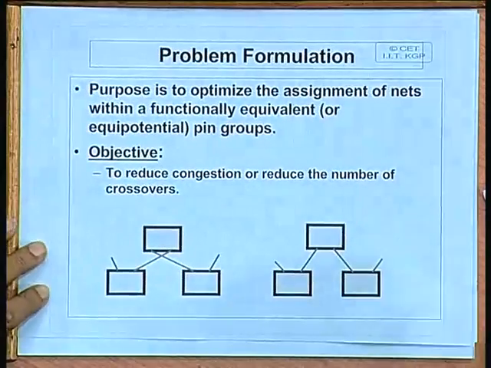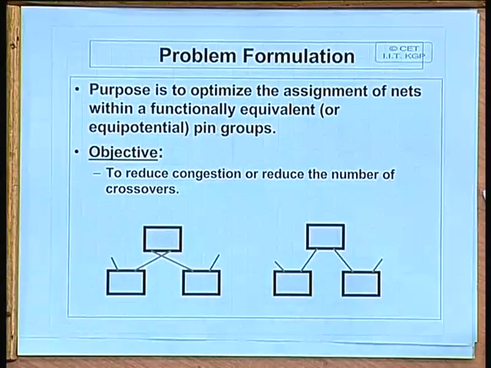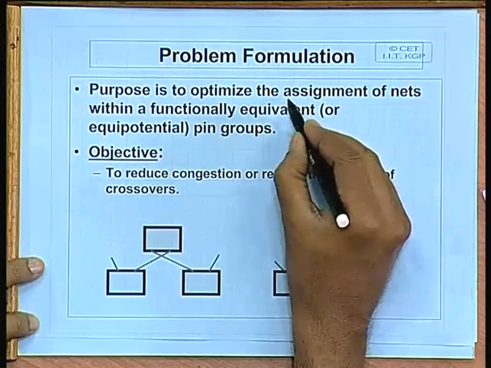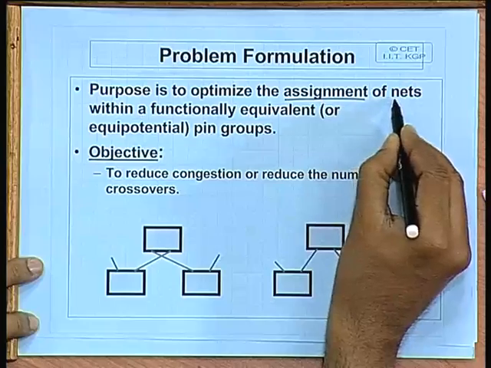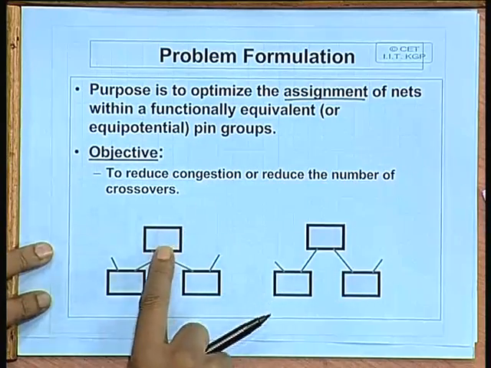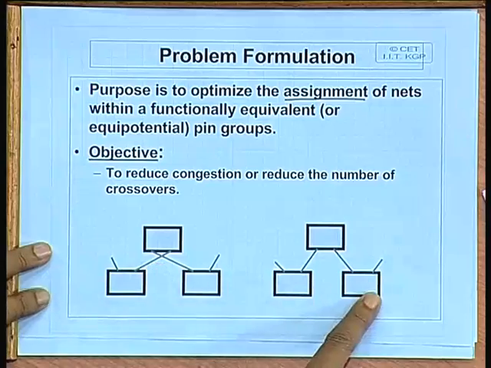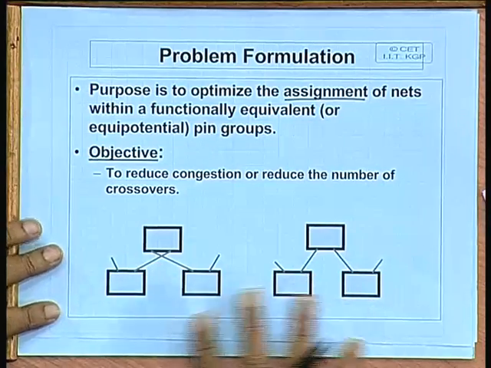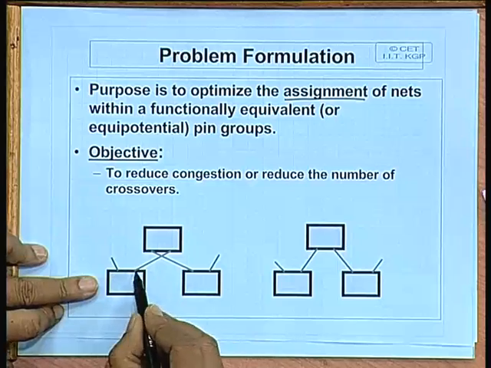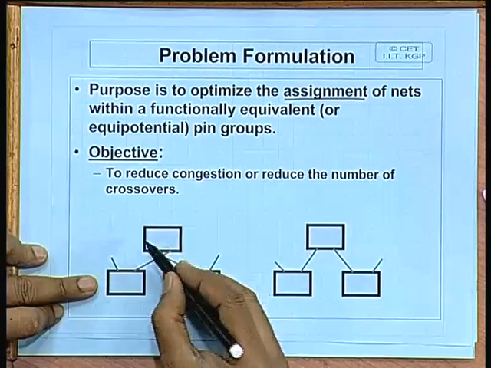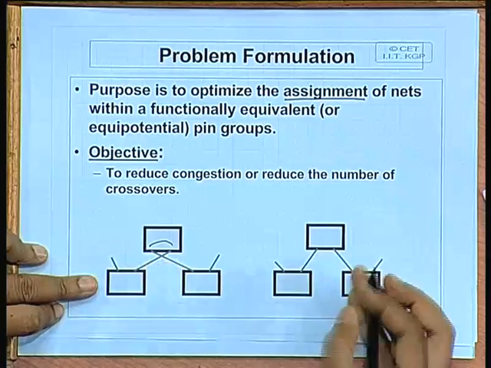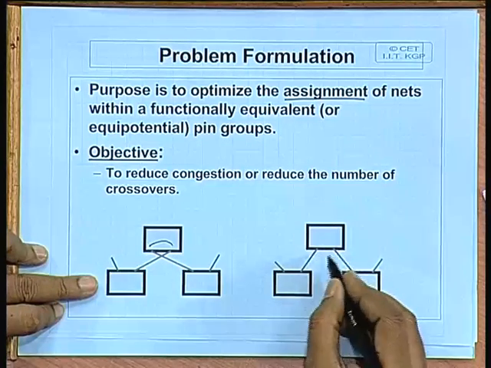So, what we have just said is essentially the optimization of the assignment of nets within a functional equivalent or equipotential pin group. The example I have cited is similar to this. There are 2 outputs whose signals from 2 blocks are coming like this, but if you reassign them, if they are equipotential or functional equivalent, then you can swap them. So, they become like this.